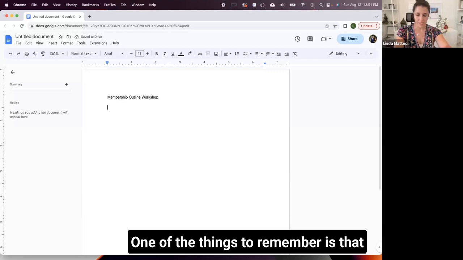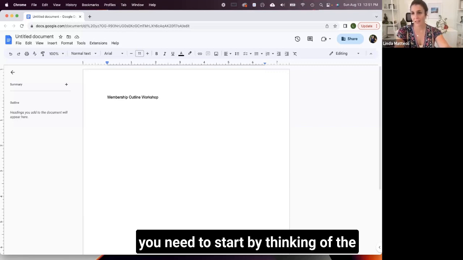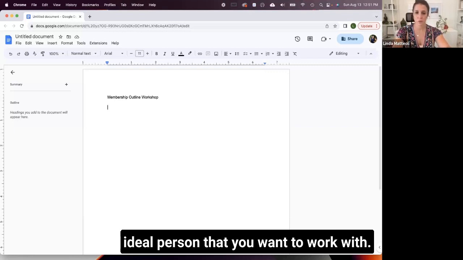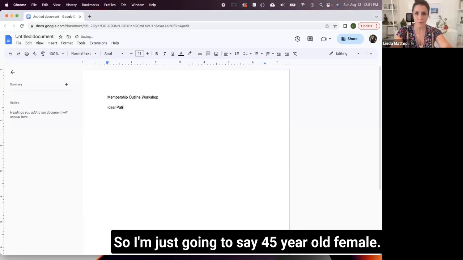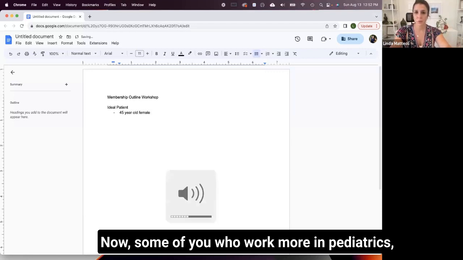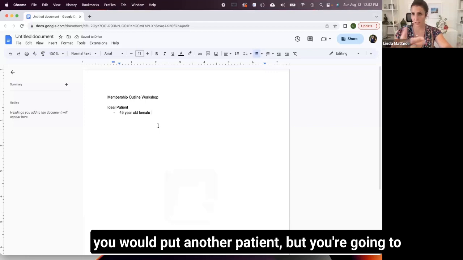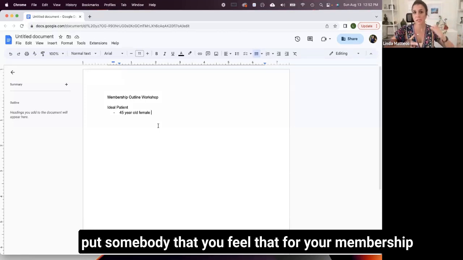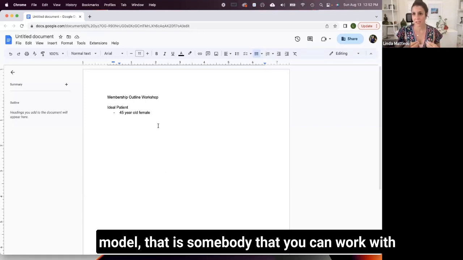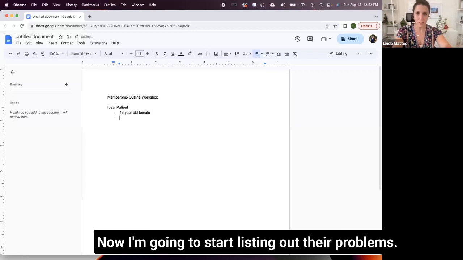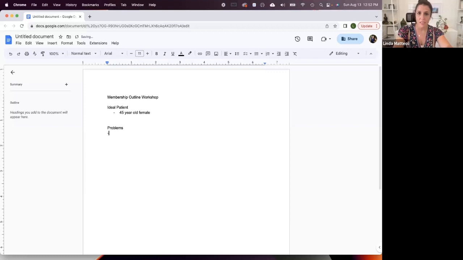One of the things to remember is that you need to start by thinking of the ideal person that you want to work with. So I'm just going to say 45-year-old female. Now, some of you who work more in pediatrics, you would put another patient, but you're going to put somebody that you feel is somebody that you can work with and that you want to work with. Now, I'm going to start listing out their problems.